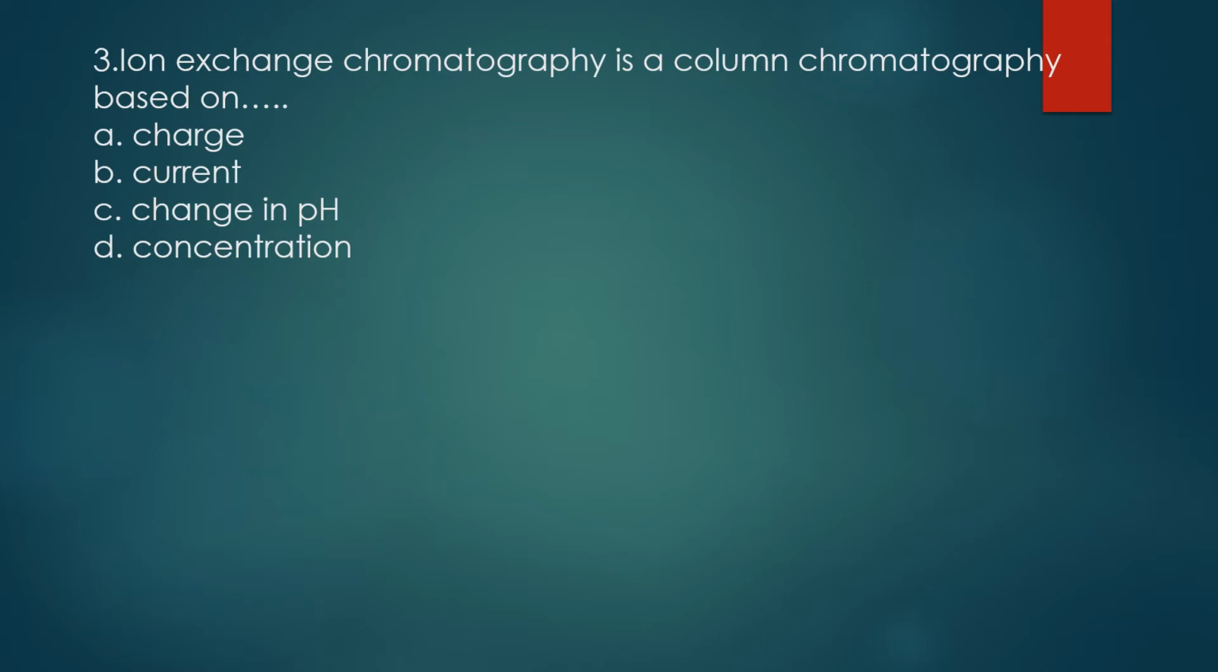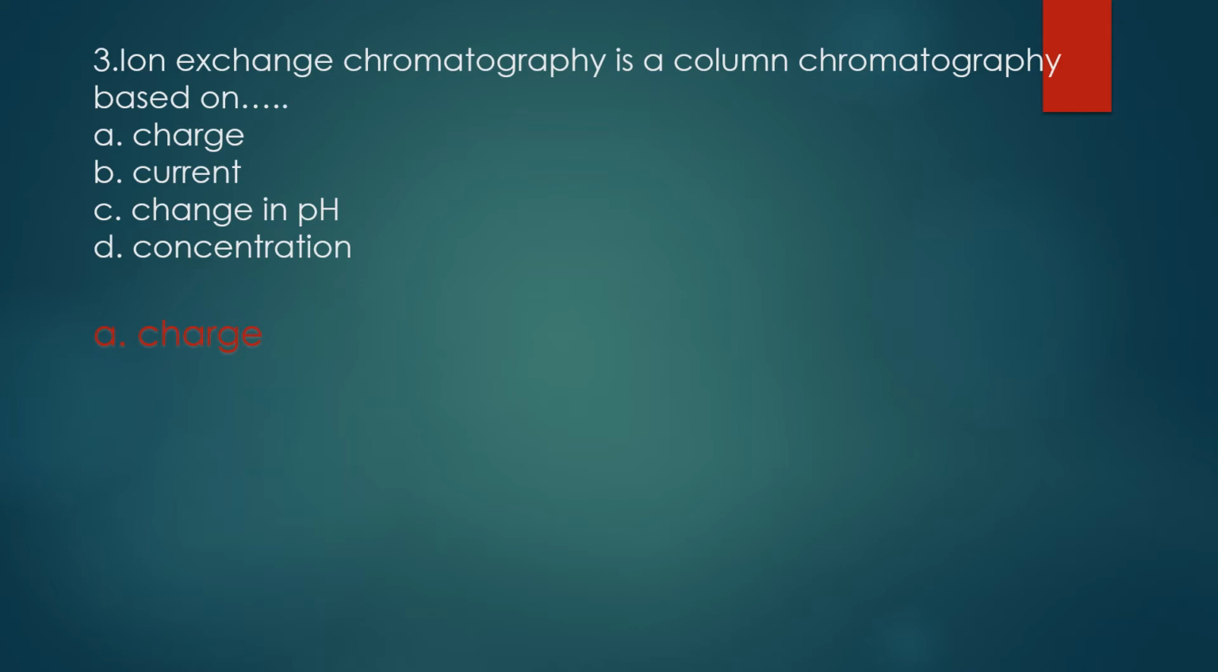Question number 3. Ion exchange chromatography is a column chromatography based on option A, charge, option B, current, option C, change in pH, option D, concentration. And the correct answer is option A, charge. Ion exchange chromatography is a column chromatography based on charge.